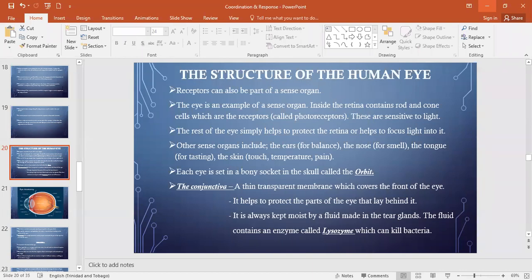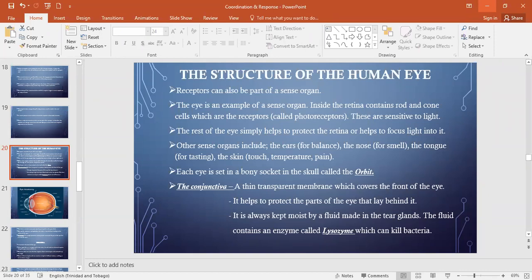We spoke about receptors. We know that in your skin you have receptors, and that's how you are able to sense touch and temperature and pain and all of that. So when somebody pinches you, you could go "ow," right? Because you have receptors in your skin. But not only that, your receptors can also be part of a sense organ. Your eye, for example, is an example of such a sense organ.